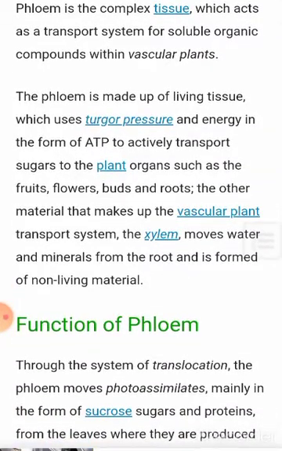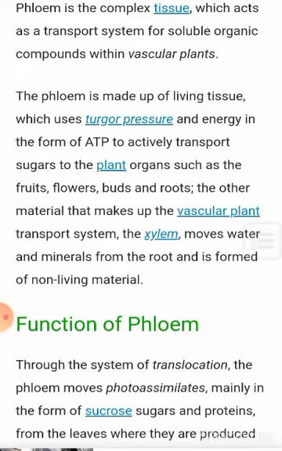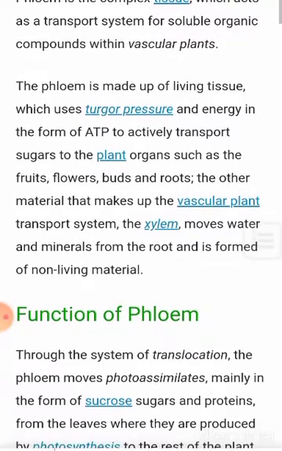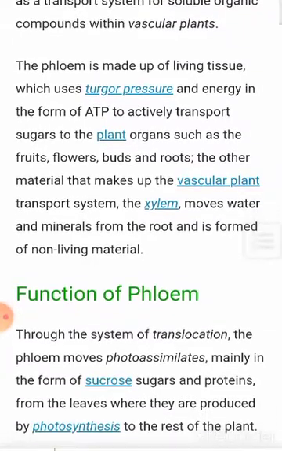The other material that makes up the vascular plant's transport system, the xylem, moves water and minerals from the root and is formed of non-living material.